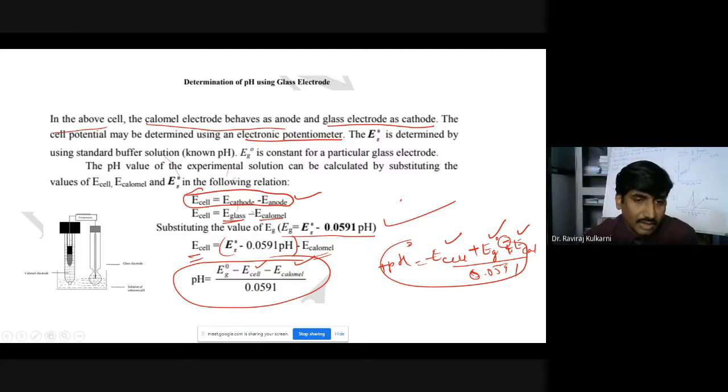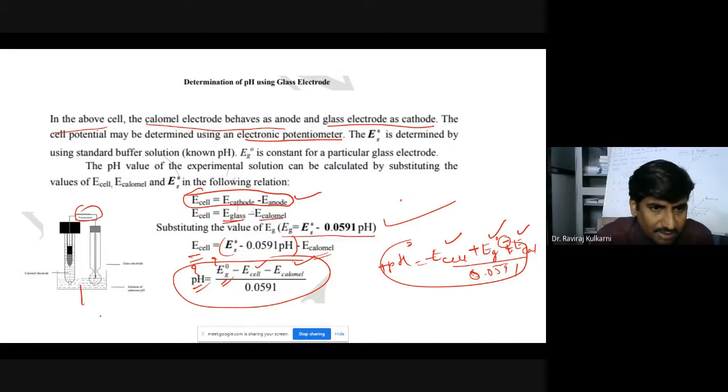So what is known and what are unknowns here? pH we don't know. Eg naught also we don't know. E cell we can measure here using a potentiometer. E calomel we know, 0.242 volt for saturated calomel. This is a constant. So when there are two unknowns, pH and Eg naught, in that case what do we do? We take this electrode in a solution of known pH. Say I'll take a pH 4 solution directly. I know the pH, I can write pH here as 4.